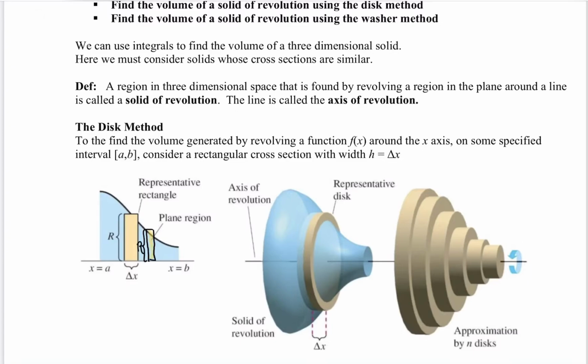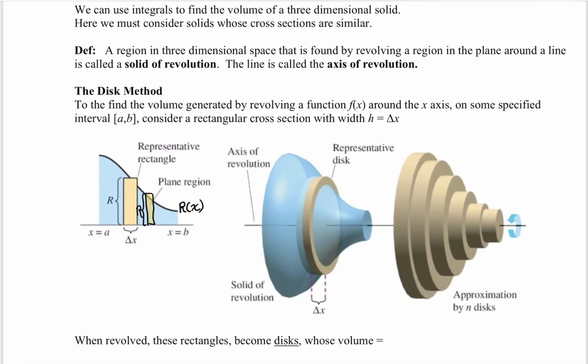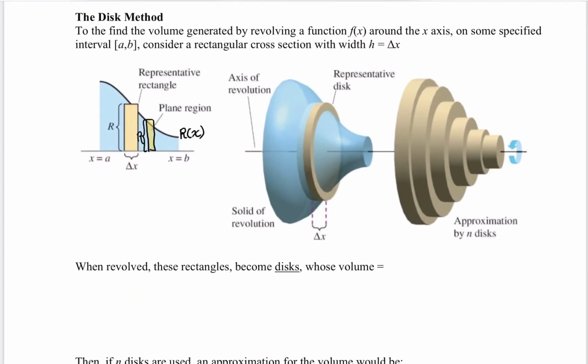So this is the radius of the disk that we are revolving. That's why this radius is often going to be defined by the function r of x. I'll call it like an f of x function, but I'll call it r for radius. We revolve that rectangle, we get a representative disk of width delta x, and then we can approximate the volume by those n disks. All right, so what's the volume of a disk like that?